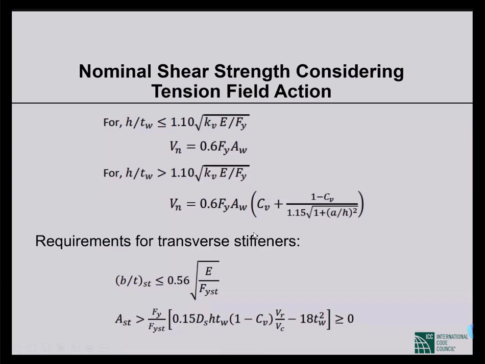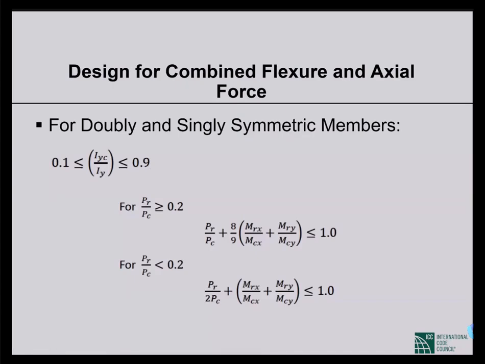Vn is equal to 0.6 Fy Aw, that is the plastic capacity. We multiply this with Cv, because of inelastic buckling there will be some reduction. And the right side, plus (1 minus Cv), etc., which depends on a/h, is due to tension field action. Requirements for transverse stiffeners: there are some other ratios and expressions which we'll have to check to find out if the transverse stiffeners are required or not, etc.